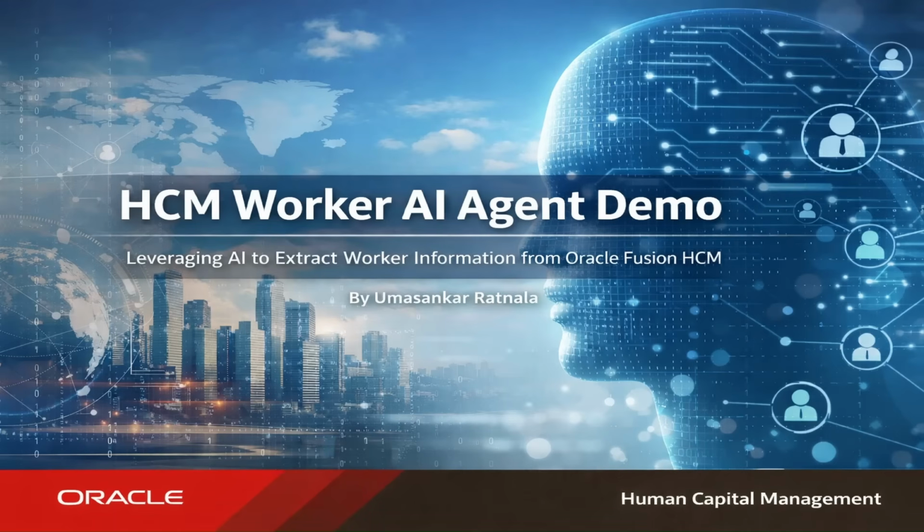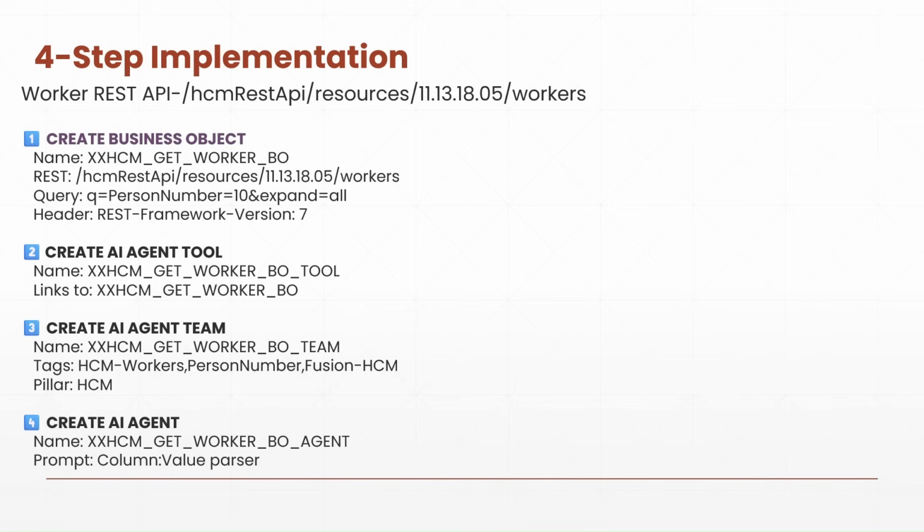This is Umashankar. In today's session, I am going to demonstrate how we can use Oracle Fusion AI Studio to retrieve and parse HCM worker details. As a part of this session, we can understand how an AI agent automatically parses the worker API response and converts it into a clean column value format. So we are going to test the worker REST API from Postman, and then we can start creating an AI agent based on the business object.